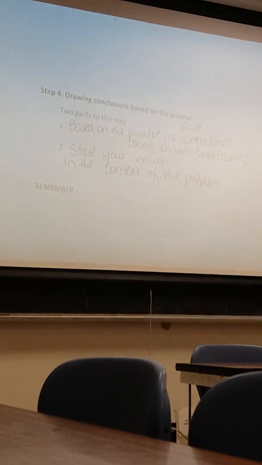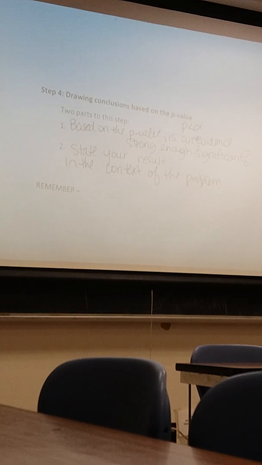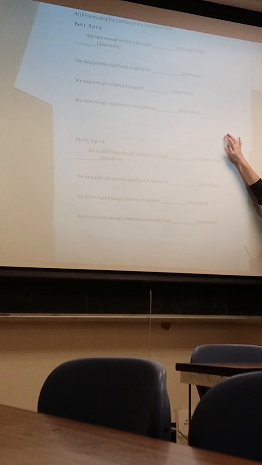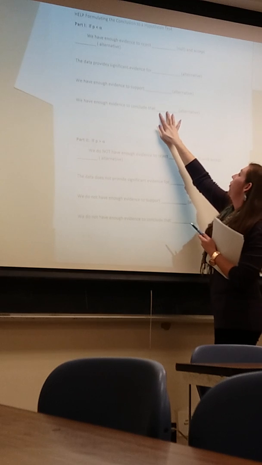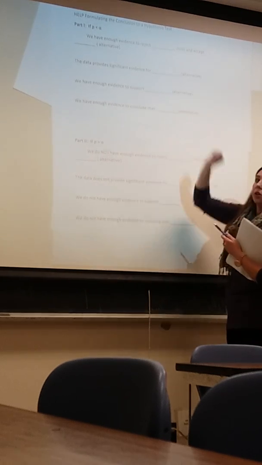All right, let me hand this out right now. This is your help sheet for formulating your conclusions. You can use it on your homework, you can use it on any quiz from here on out, and I think I'll let you keep it next to you for the final, so try not to lose it. Or if you're really good at writing conclusions, you can lose it, that's fine. But if P is less than A, here are four different ways to write a good conclusion sentence, with just a fill in the blank with whatever your alternative is or whatever your null is.